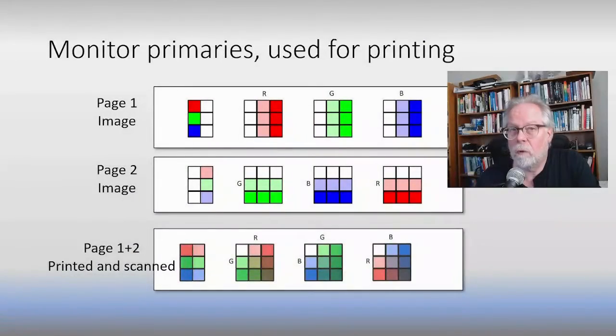Let's see what we get when we combine the monitor primaries, red, green, and blue, the primaries that we find on a computer monitor if we look at the pixels with a microscope.